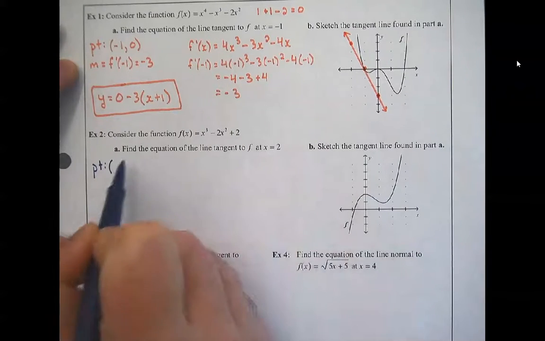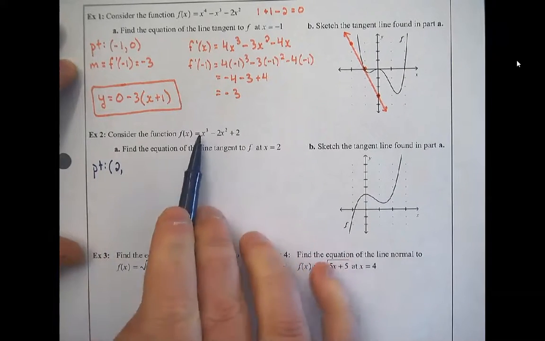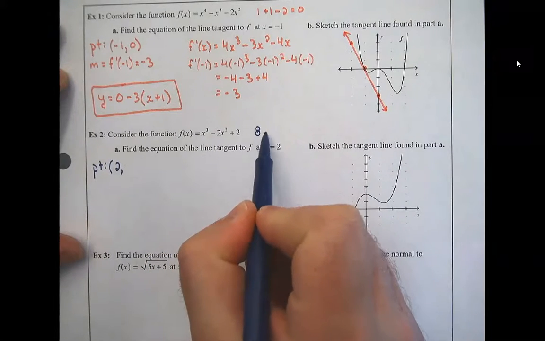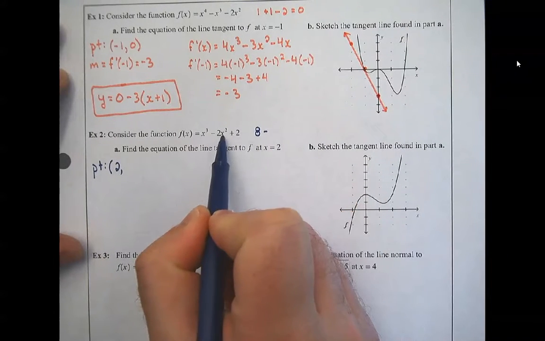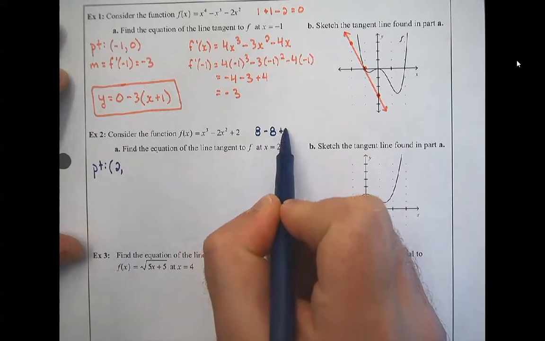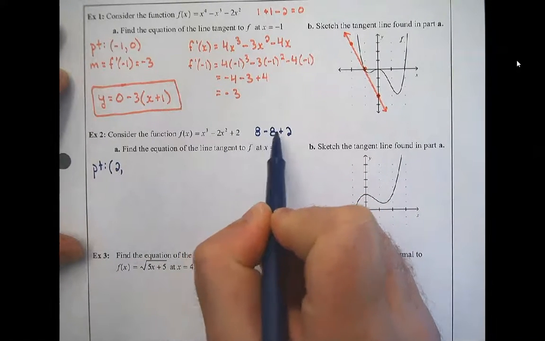Okay, the hint they gave me was that x was 2. I always have to write this out. 2 cubed is 8. Take away 4 times 2. Oh, man, I could have done that in my head. Plus 2. So 8 minus 8 is 0. Plus 2 is 2.